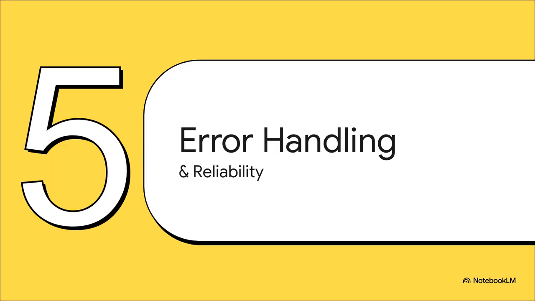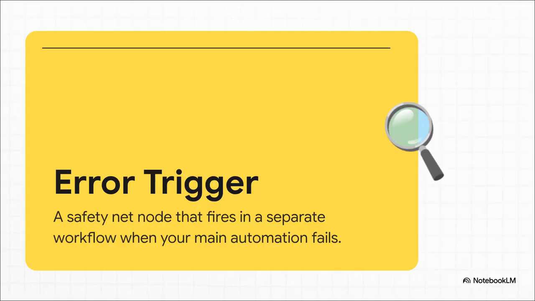Which brings us to our final stop, Section 5, error handling and reliability. Because, let's face it, the real world isn't perfect. APIs go down, people leave form fields blank, so how do we make sure our new little robot doesn't just break silently in the background?